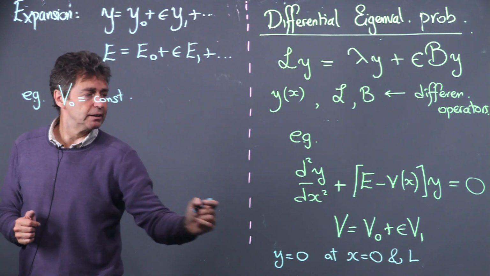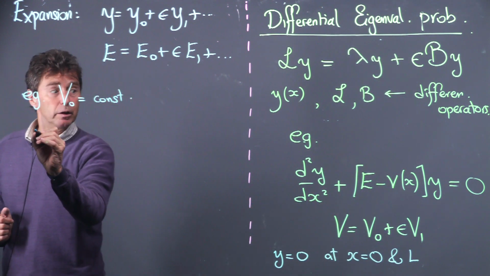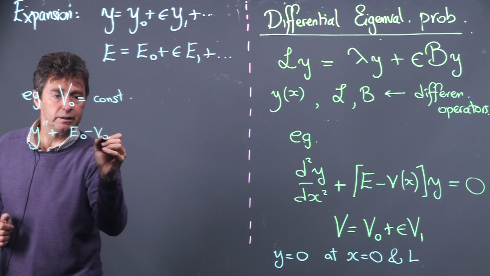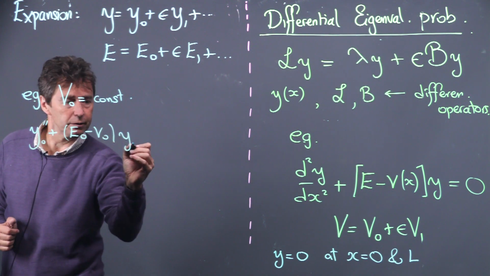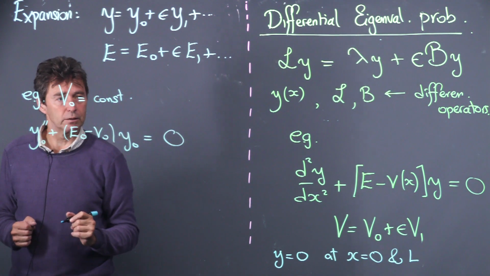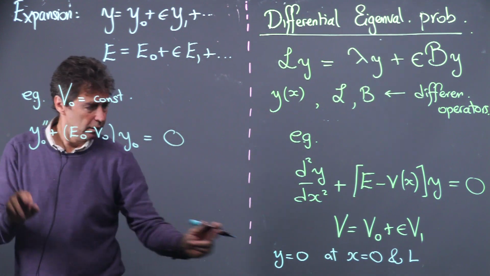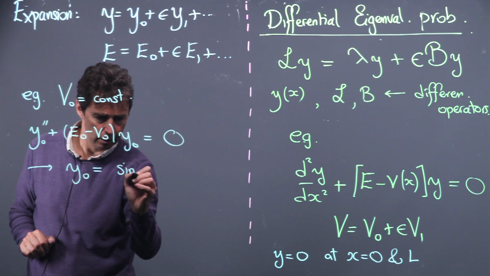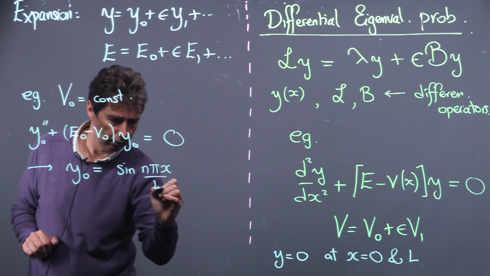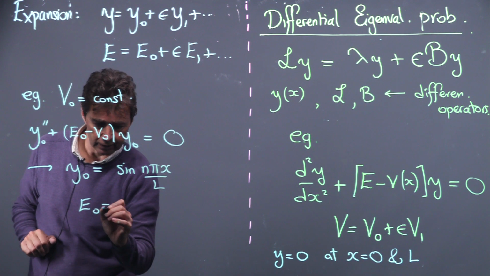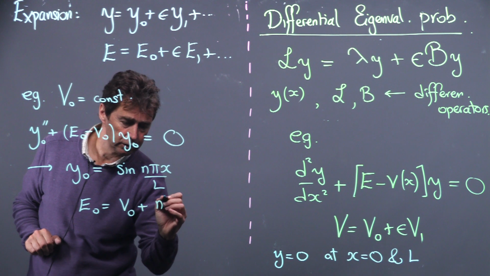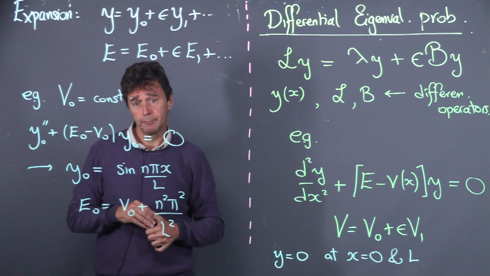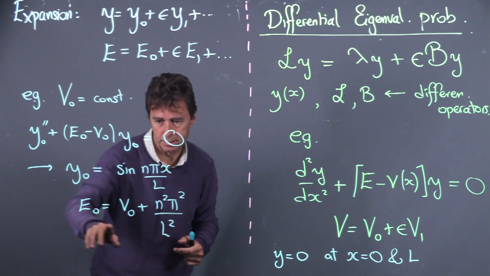So if V0 here was a constant, then the leading order problem is going to be y0'' plus (E0 minus V0) y0 equals 0. That's what I need to solve to begin with. Since this is a constant, and with those boundary conditions, I can immediately write something like y0 is equal to sine of n pi x over L, where E0 is equal to V0 plus n squared pi squared over L squared. And that's just by plugging it in. It satisfies the equation and the boundary conditions with that choice for E0.